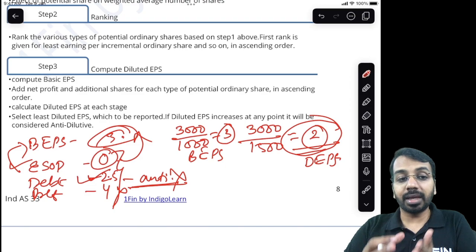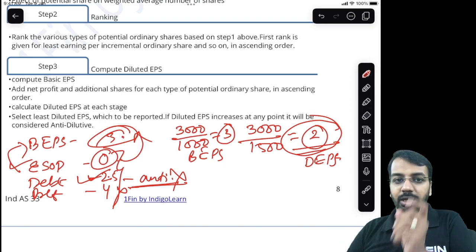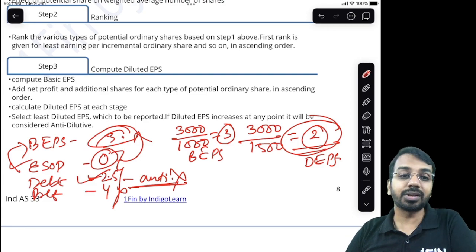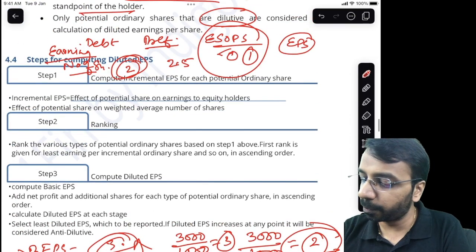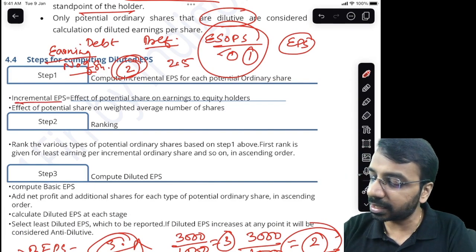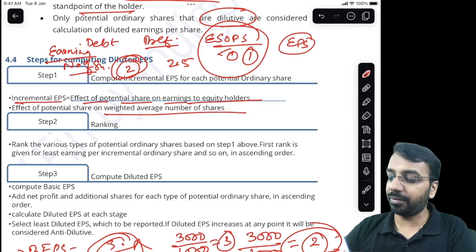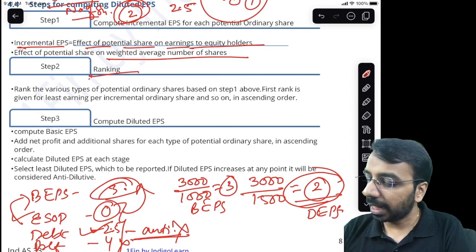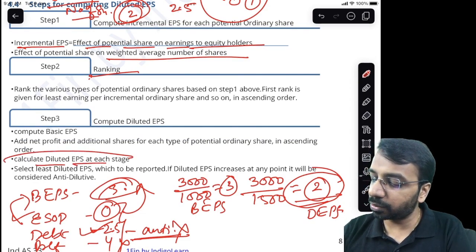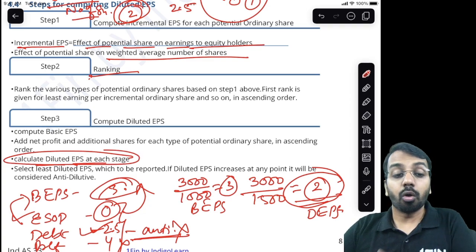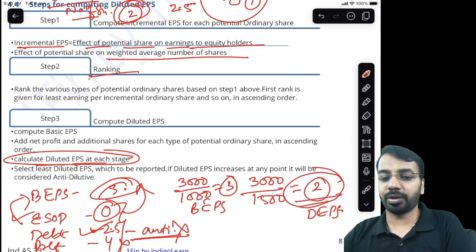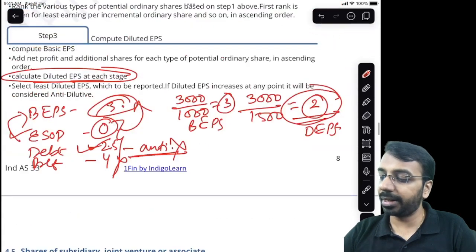So, when there are multiple potential shares, you will take the one which is the most dilutive, and then in that order you will start working. So first, what will you do? You will see what is the incremental EPS, that is the effect of the potential share on the earnings to equity shareholders and on the weighted average number of shares. Then you will do the ranking. Then calculate diluted EPS. You will calculate diluted EPS at each stage. Once the diluted EPS starts increasing, then you will stop at that point of time. Okay, so that is how we calculate diluted EPS.